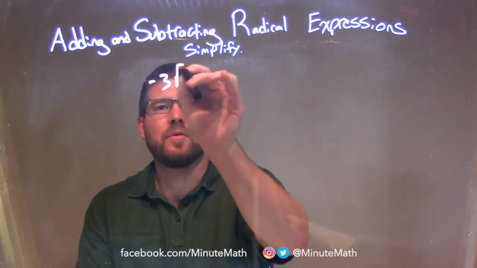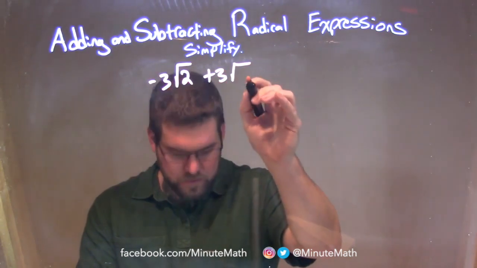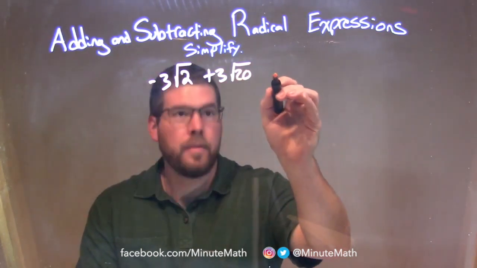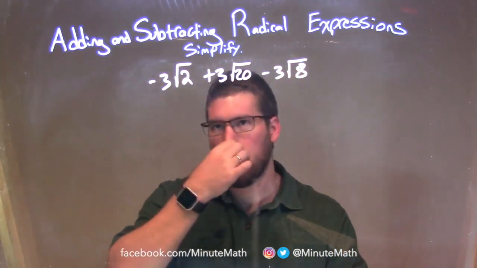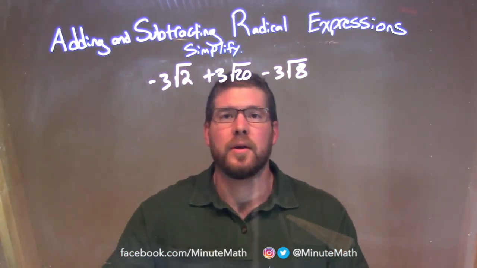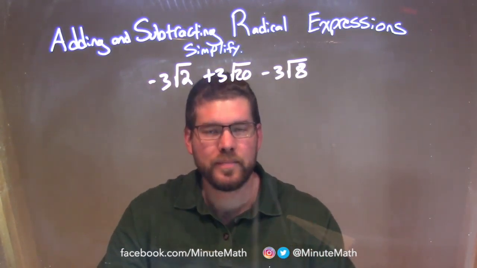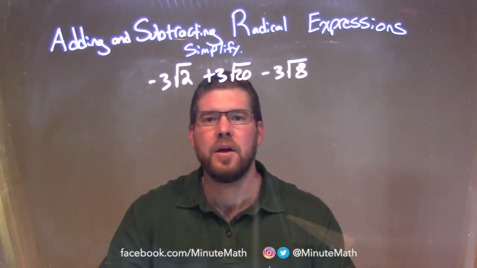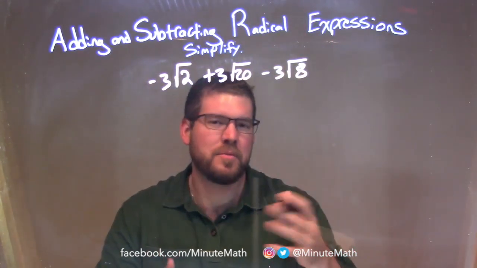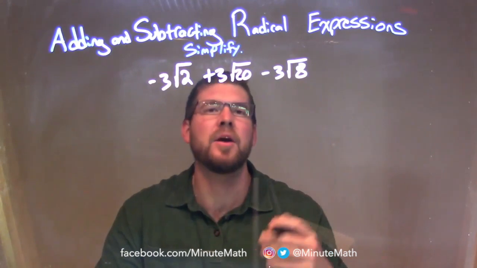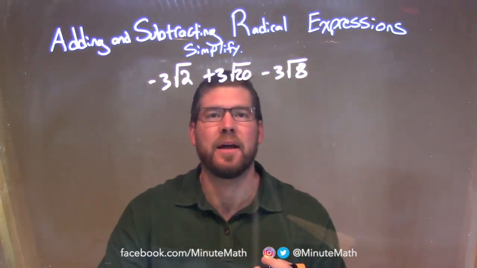Negative 3 times the square root of 2 plus 3 times the square root of 20 minus 3 times the square root of 8. Okay? Well, what I want to do here now is I'm going to try to simplify each one of these square roots to its most simplest form. And as part of that, I look at the number in there, so like 20, I'm looking and say, okay, what two numbers multiply to be 20 if I break it down there, and which one can I take the square root of? That's the kind of goal when I'm looking at that.